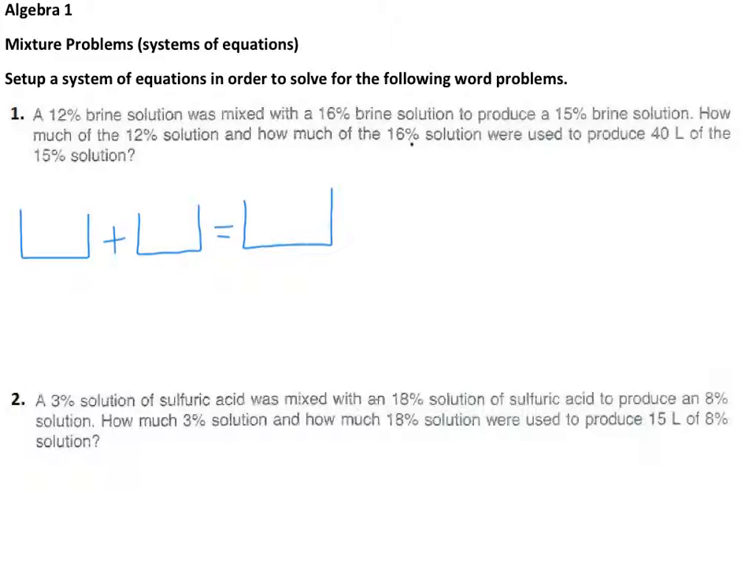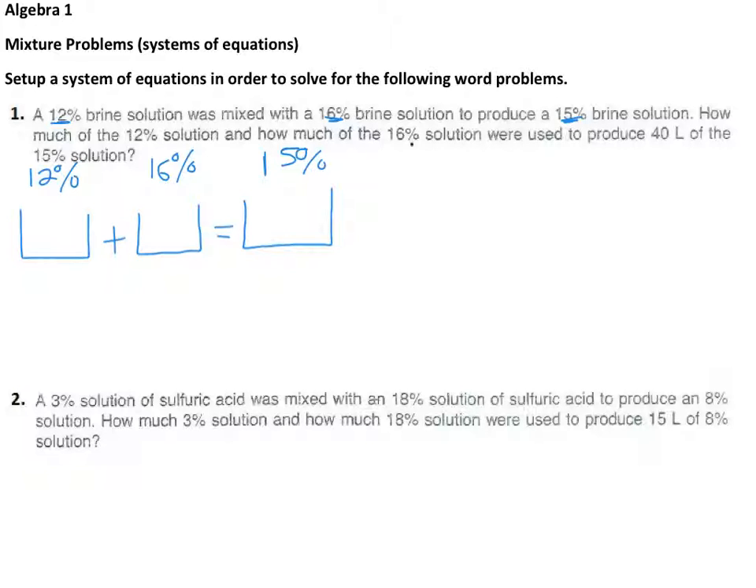Okay, for this first problem, it's saying a 12% brine solution was mixed with a 16% brine solution to produce a 15% brine solution. So we're mixing the 12 and the 16. I'm going to say this is the 12% solution, and I'm mixing it with the second beaker, which is the 16%. So I know if I mix them together, the new solution is going to have a percentage in between 12 and 16. And it does. It tells us it's going to be 15%.